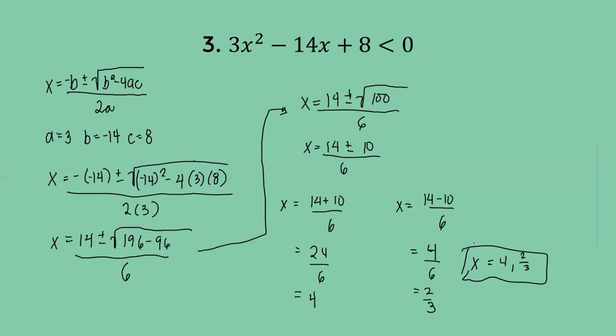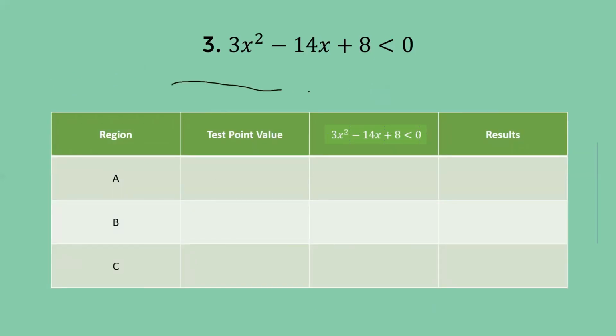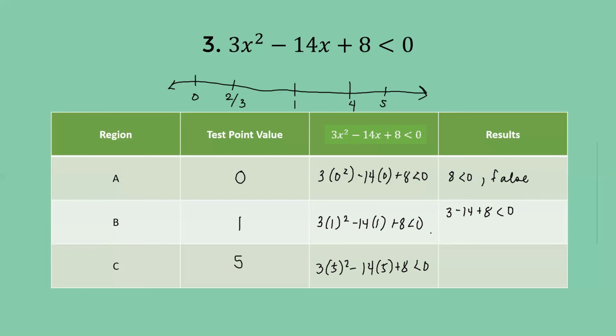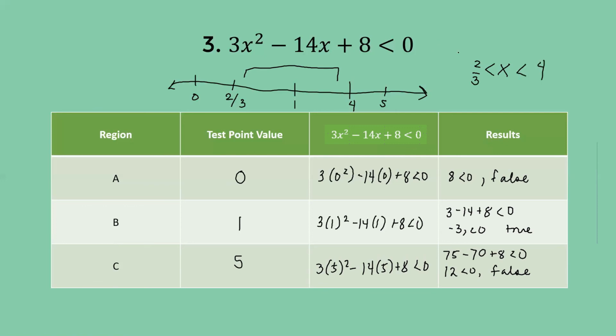Now, let's plot them on the number line. So let's find a value between 2/3 and 4, after 4 and before 2/3. Let's substitute them to x. Afterwards, let's simplify, which gives us the result 8 is less than 0, which is false. Negative 3 is less than 0, which is true. And 12 is less than 0, which is false. Therefore, we will be choosing the middle one, wherein the value of x should be greater than 2/3 and less than 4.